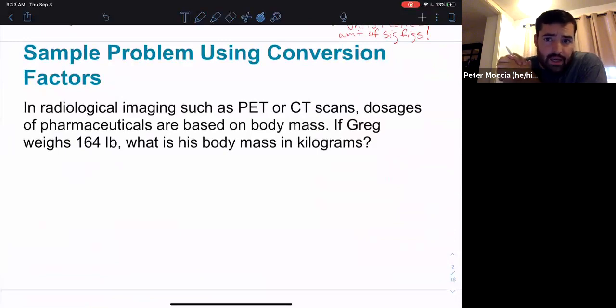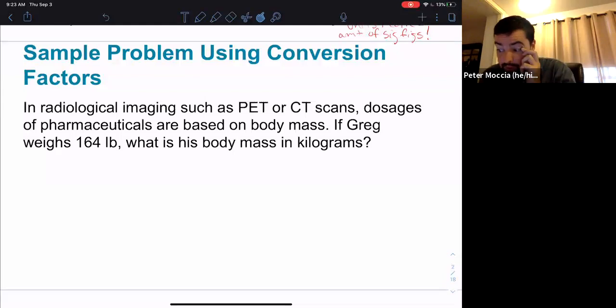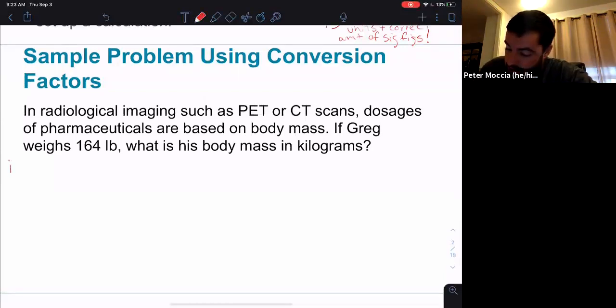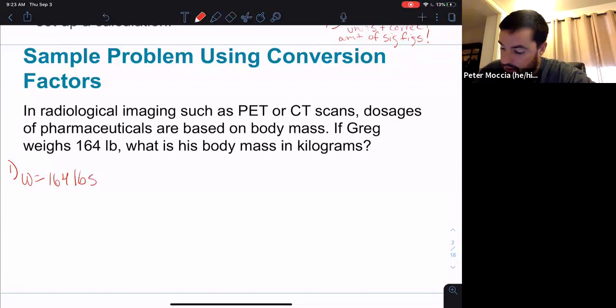So this is in radiological imaging, such as PET or CT scans, dosages of pharmaceuticals are based on body mass. If Greg weighs 164 pounds, what is his body mass in kilograms? Okay, so the first thing we're going to do is write down our knowns and unknowns. So what we know is the weight is equal to 164 pounds. We want to convert that. We want to go from pounds to kilograms.